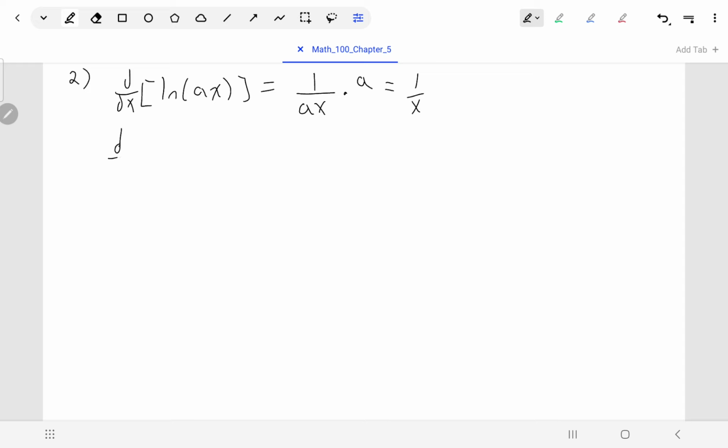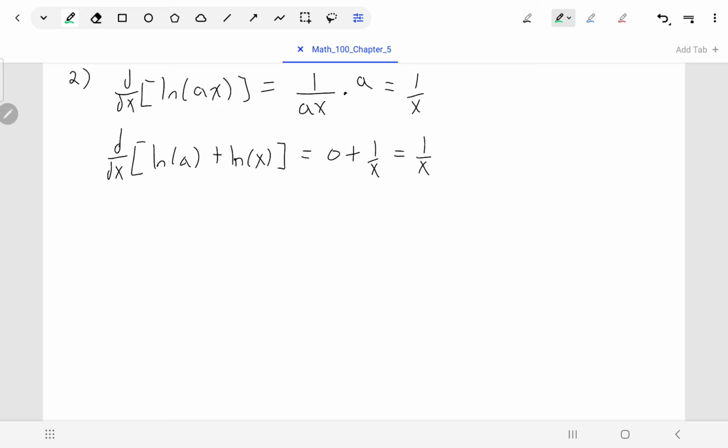And I would do the same thing if I were looking at the derivative of the natural log of some number plus the natural log of x. The natural log of some number is a number, and the derivative of a number is just going to be 0. The derivative of the natural log of x should just be 1 over x. And so there we go, I get 1 over x again.